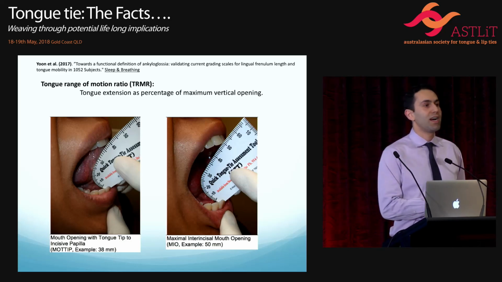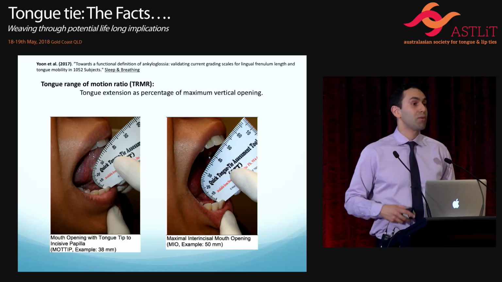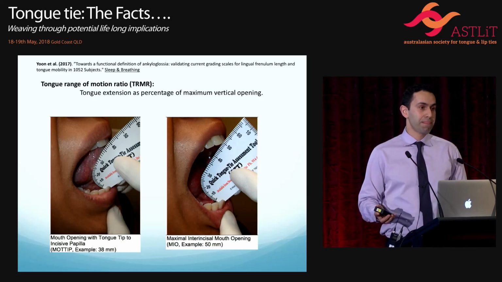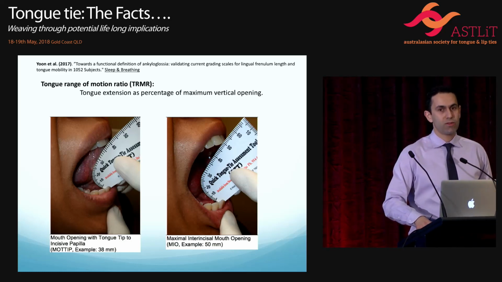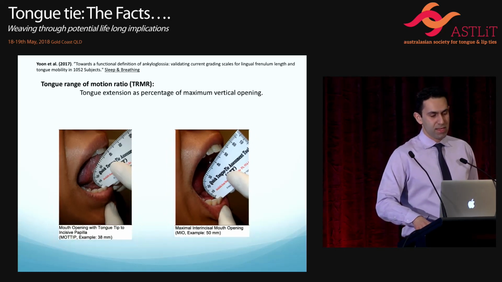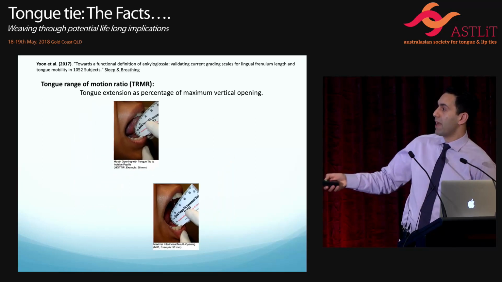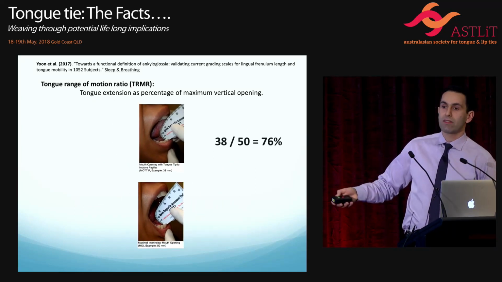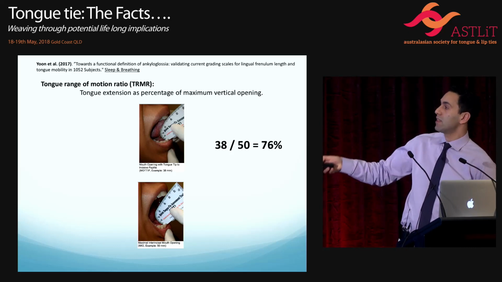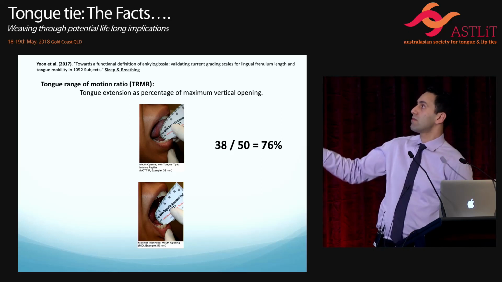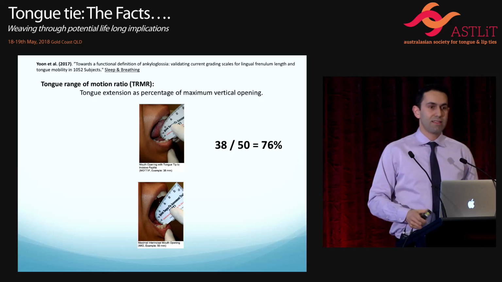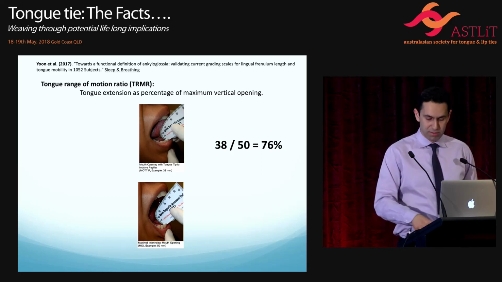So we're looking for a scale that will give us vocabulary so that we can describe when the tongue is very tight and when it's not so tight. And the way that this works is it focuses not on the length of the tongue, but rather on the mobility of the tongue. So what we do is we assess the maximum mouth opening, and we assess the opening with the tongue on the incisive papilla. And based on that, you can see that the maximum opening is about 50 millimeters, the denominator. And when the tongue is on the incisive papilla, it's 38 millimeters. That gives us a ratio of 76%.